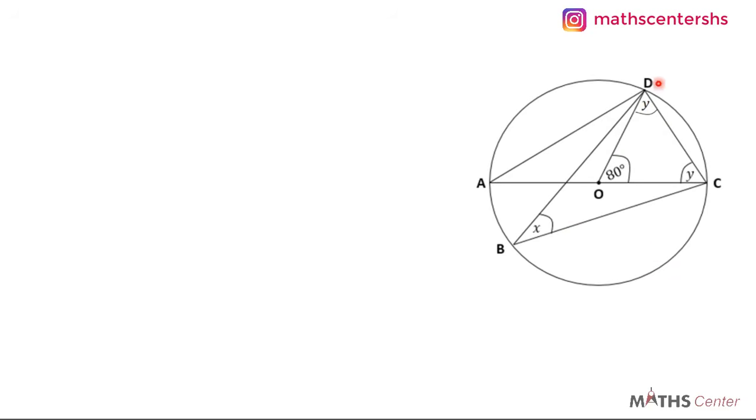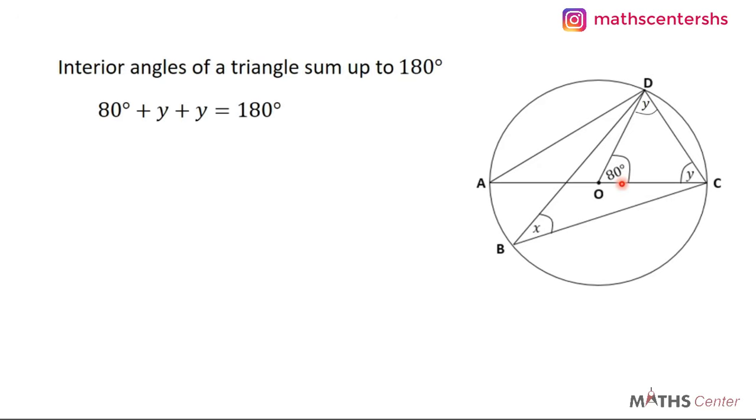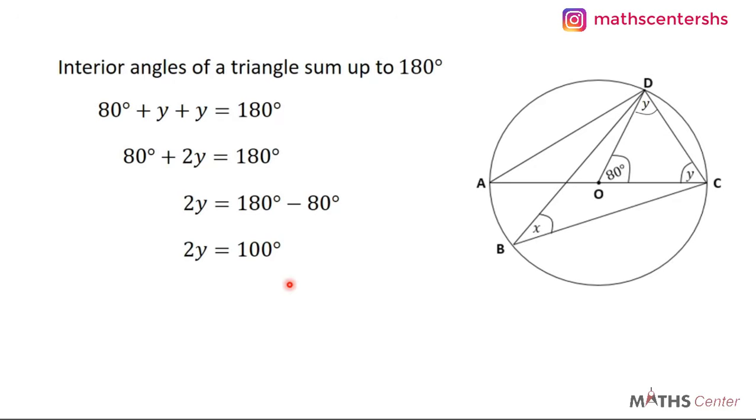Now, if we have here to be Y, here to be Y, and here to be 80 degrees, we can proceed and find Y. We know that the interior angles of a triangle sum up to 180 degrees. So 80 degrees plus 2Y will give us 180 degrees. You simplify this, 2Y will give us 100 degrees and Y will give us 50 degrees. This is one way of solving the question.